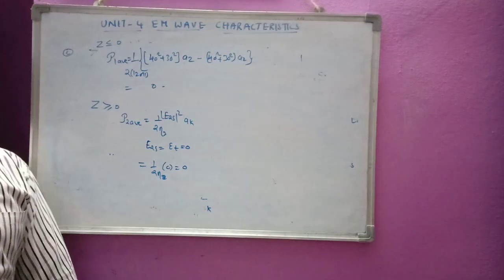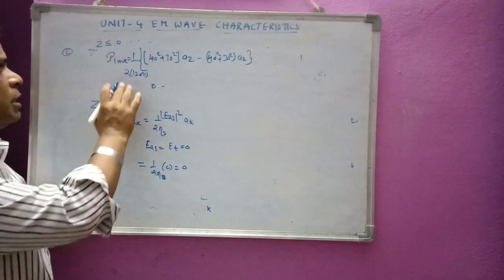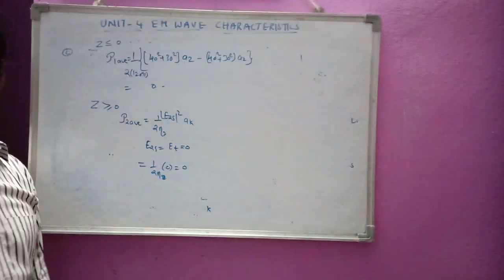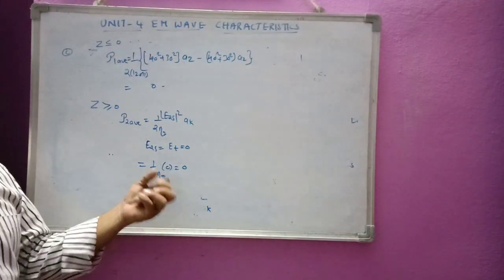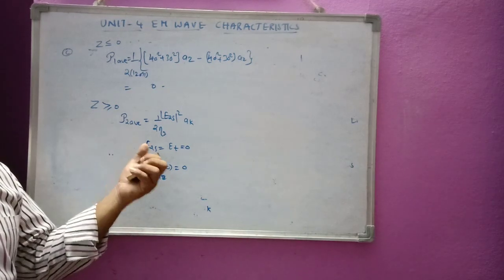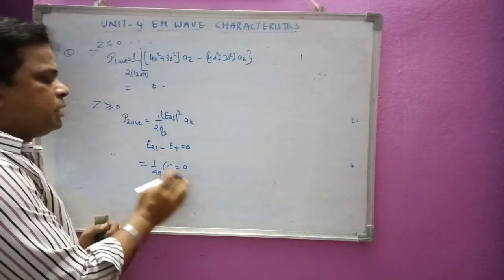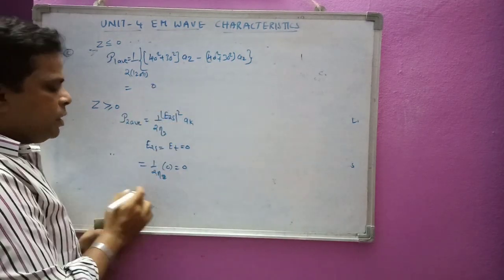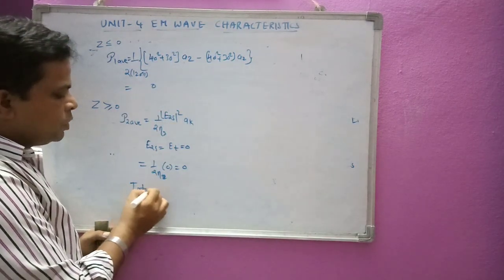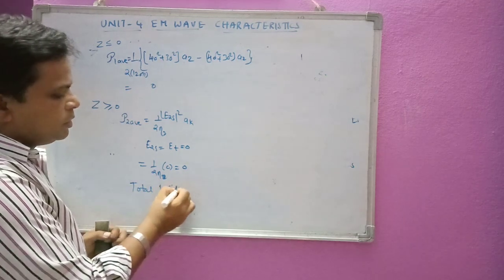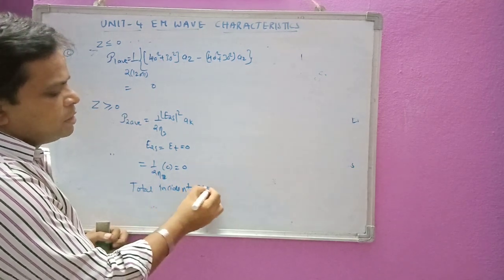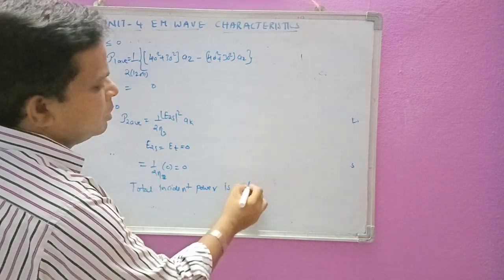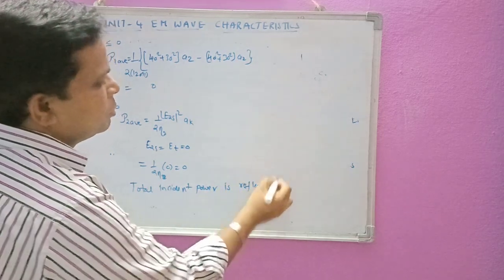Okay, so we have got power as 0 in the Poynting vector, in medium 1 as well as in medium 2, because the whole incident power is reflected. So that is what we are going to get here. The reason why we are getting zero power is that the total incident power is reflected. That is the conclusion we get for this question.